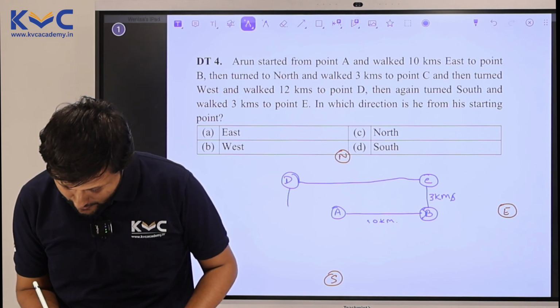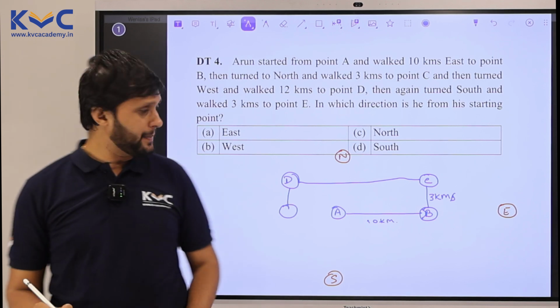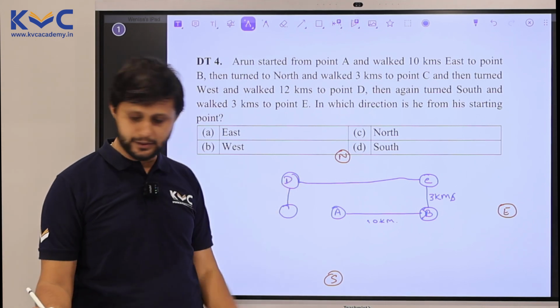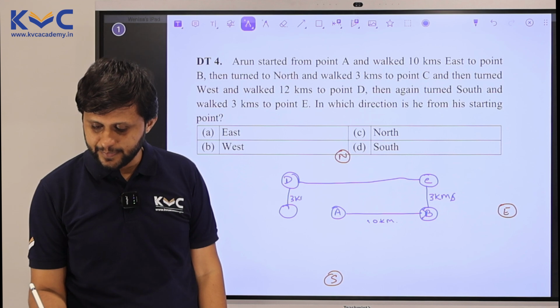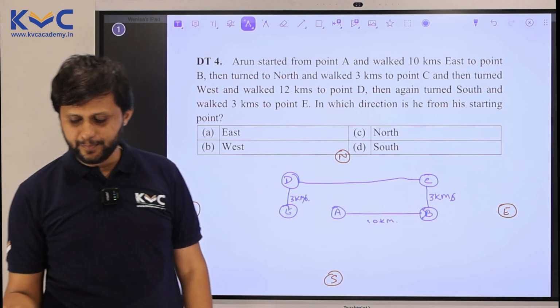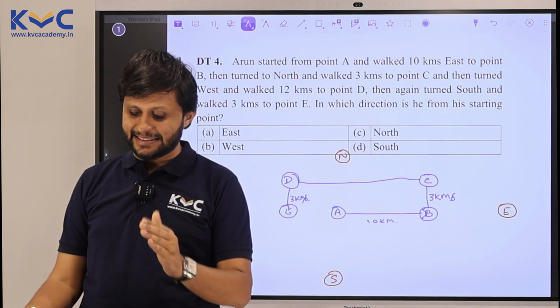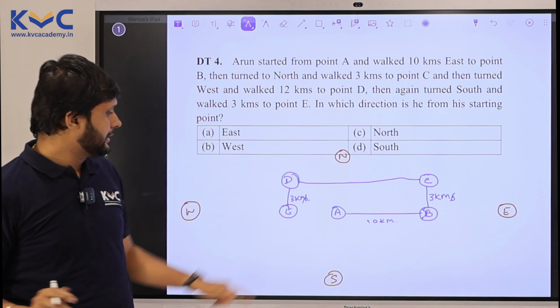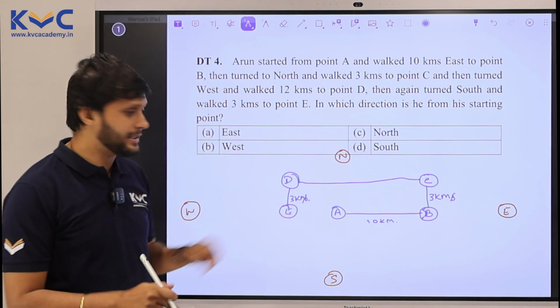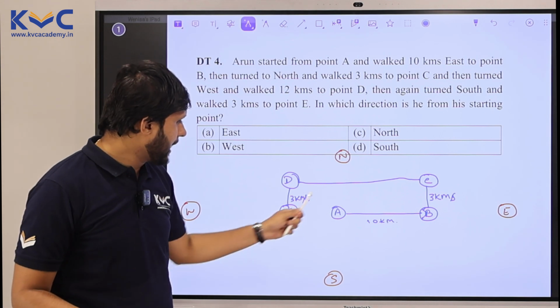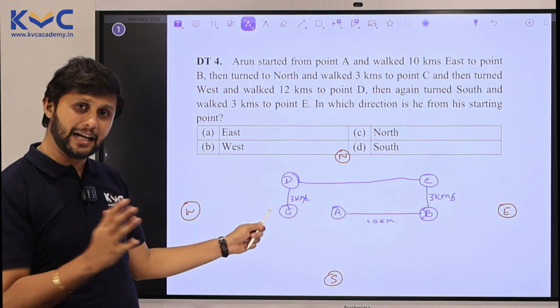3 kilometers, so it should come back to that same line. It should be parallel. 3 kilometers, again down to 3 kilometers. Okay. This is point E. In which direction is E from the starting point? Starting point was A. And now he has reached here from the starting point.